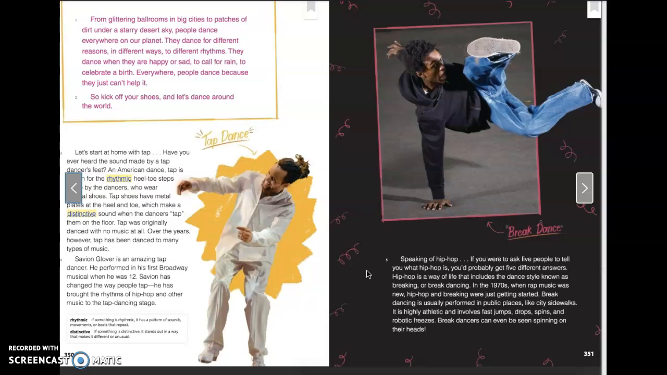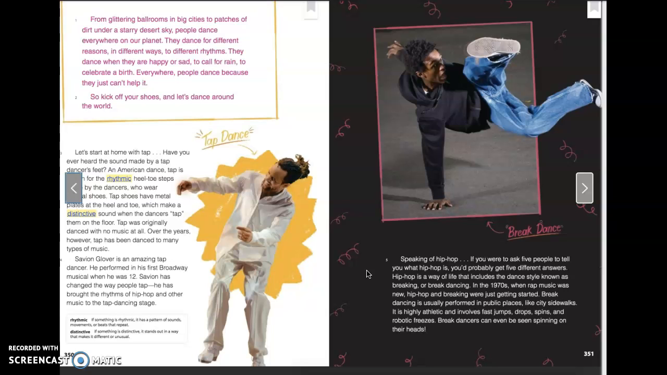So speaking of hip hop, if you were to ask 5 people to tell you what hip hop is, you'd probably get 5 different answers. Hip hop is a way of life that includes the dance style known as breaking or breakdancing. In the 1970s, when rap music was new, hip hop and breakdancing were just getting started. Breakdancing is usually performed in public places like city sidewalks, and it is highly athletic and involves fast jumps, drops, spins, and robotic freezes. Breakdancers can even be seen spinning on their heads.